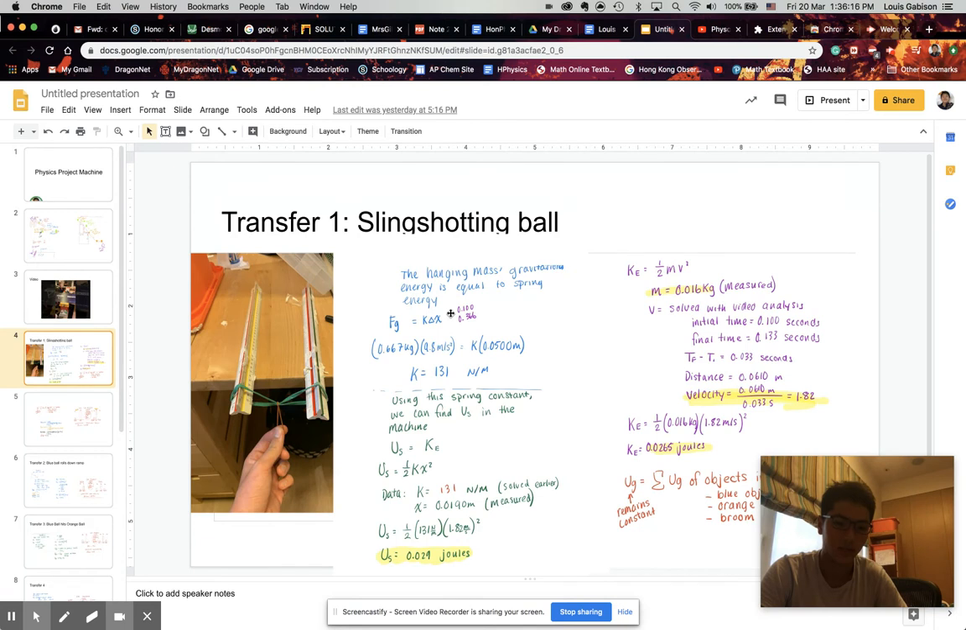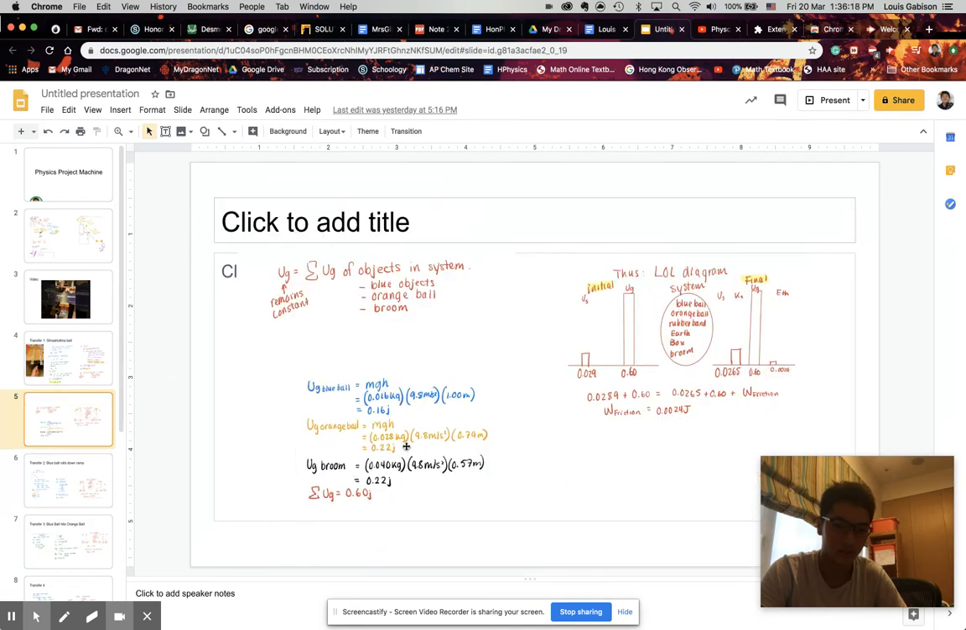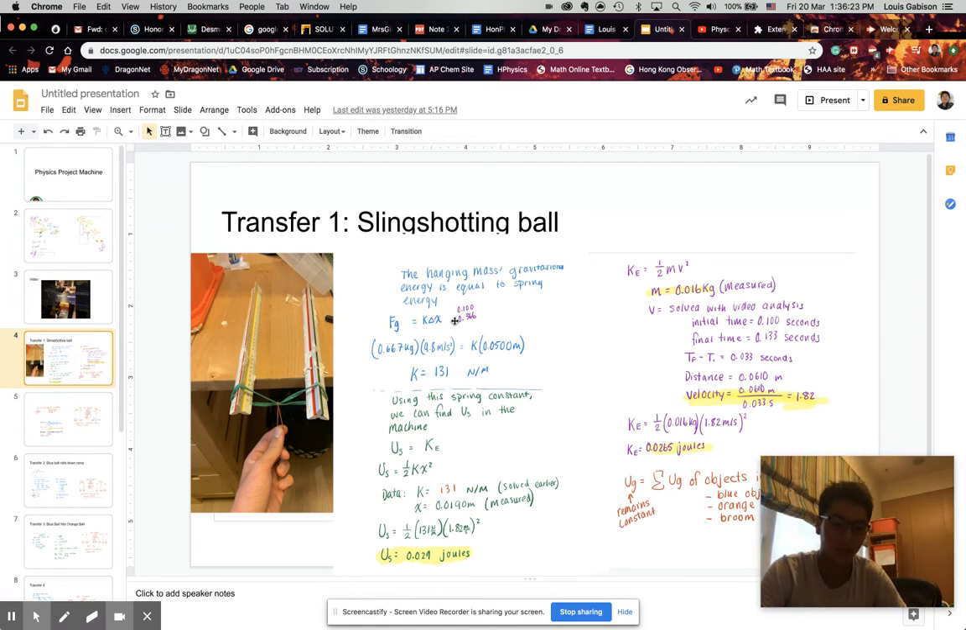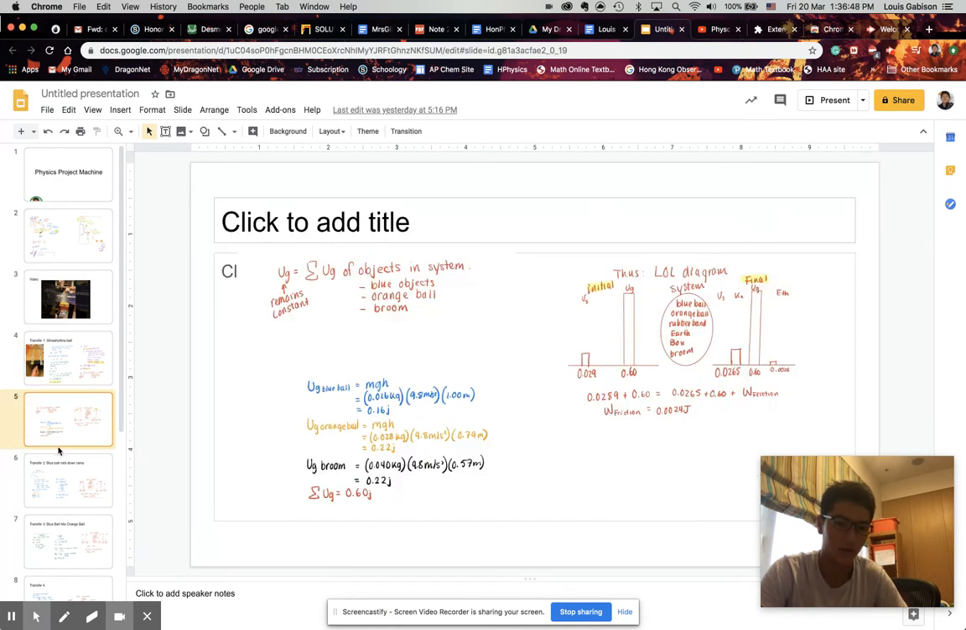So calculating UG was very simple. I just had to use the MGH formula here. But calculating US was a bit different since I did not know K constant, but I hung a mass over the rubber band. And of course I spread it out the same length as the actual slingshot. So I could solve for K with that, and then with that I could solve for the US. And then by using video analysis, I was able to find the velocity, the final velocity of the objects. So that was my transfer 1.